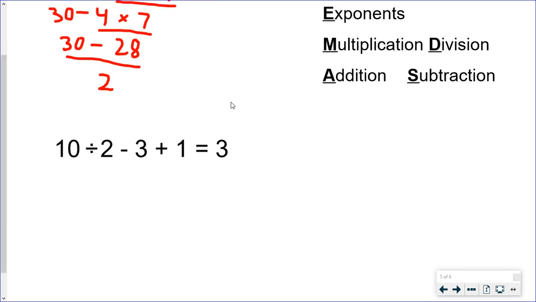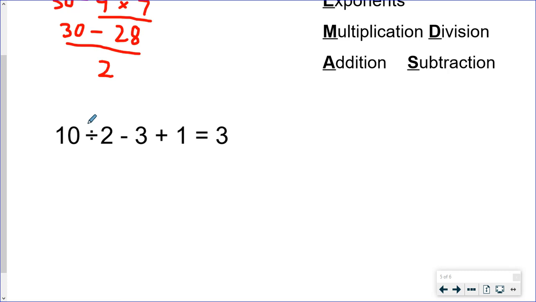Same thing right here. I have 10 divided by 2, I'm going to subtract 3 and then add 1, and that's going to give me the number 3. Now, let's just say I put parentheses around this first set here. I have 10 divided by 2, which is 5. And then I've got minus 3 plus 1. If I subtract those two, 5 minus 3 is 2. And I bring the plus 1 down. And now my last step is 2 plus 1, which is, hey, 3. I got it right away. So 3, that's my answer.